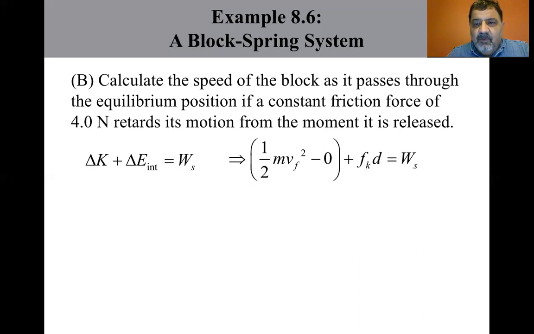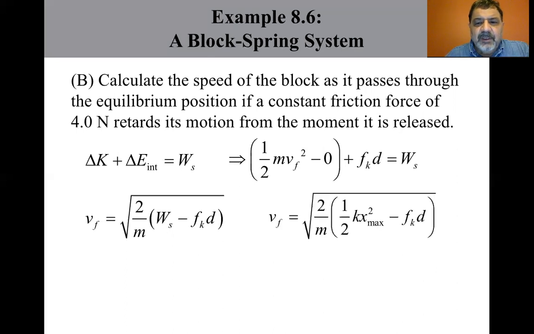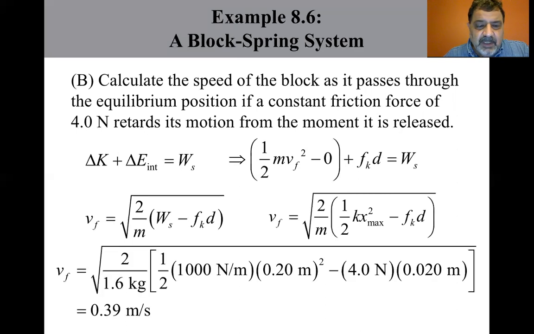When we solve for v final, if you go through that, you'll see that v final equals the square root of 2 over m times the work of the spring minus f_k d, the kinetic friction times the distance d. You substitute the work done by the spring, that's 1/2 k x squared max. You substitute the numerical values, and you see that the 0.39 meters per second is indeed less than the 0.5 meters per second found in part A.